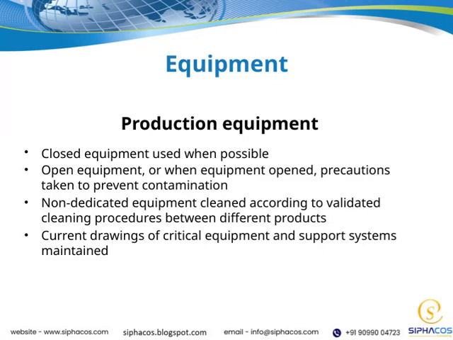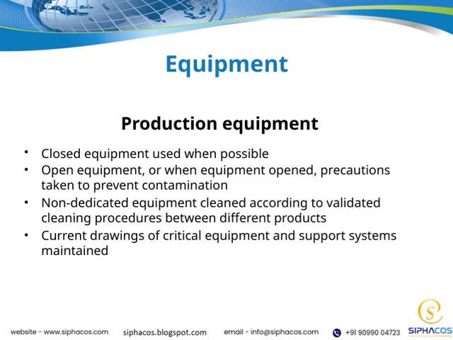When it comes to production equipment, we prioritize using closed equipment whenever possible. This helps minimize the risk of contamination by reducing exposure to the environment. However, there are times when open equipment is necessary, such as during certain cleaning or maintenance procedures. In those cases, we take specific precautions to prevent contamination, like implementing strict handling protocols and environmental controls.